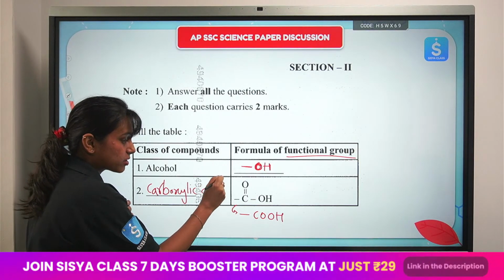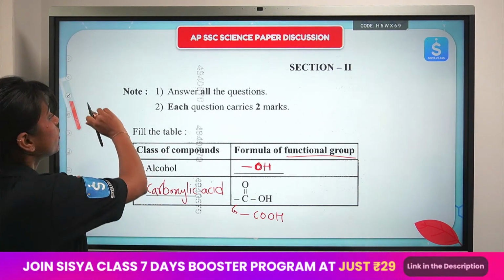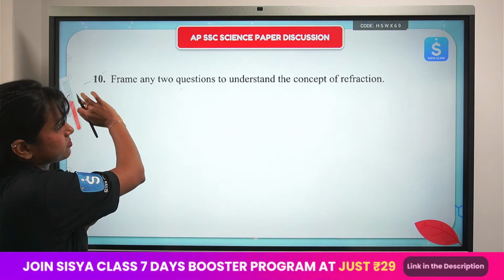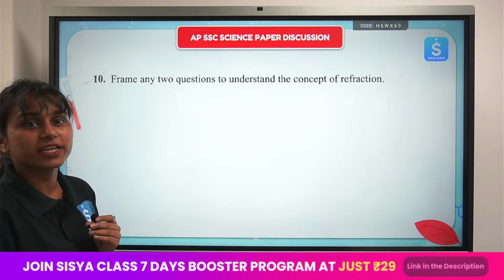This is carboxylic acid. I hope this is clear to you. Yes, let's move on to the next question. Yes, this is the physics question, so Ahmed Sir will be solving it.